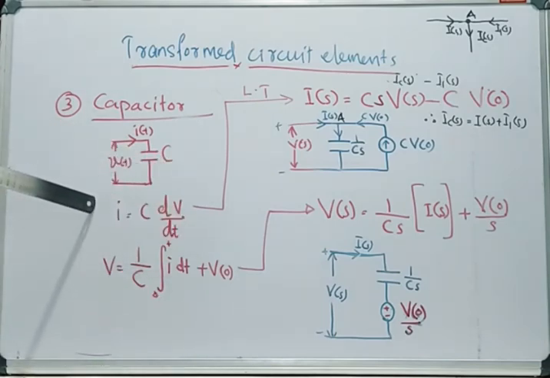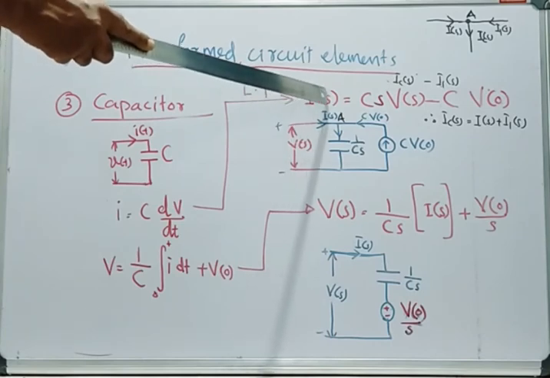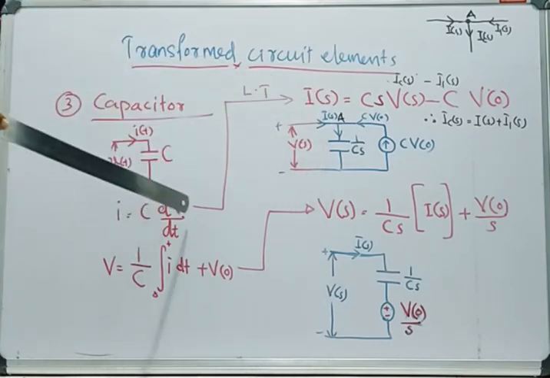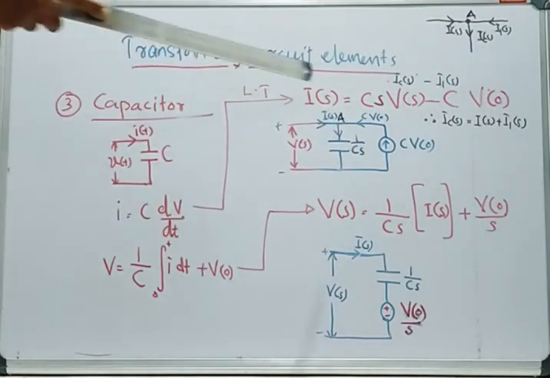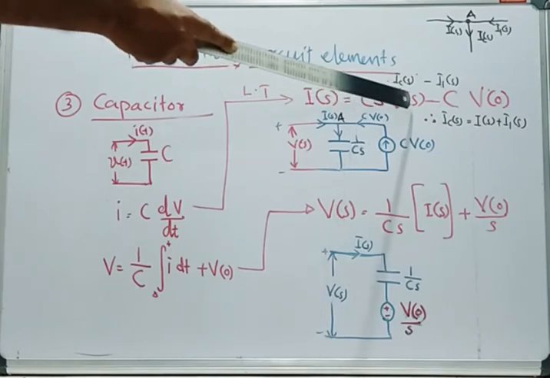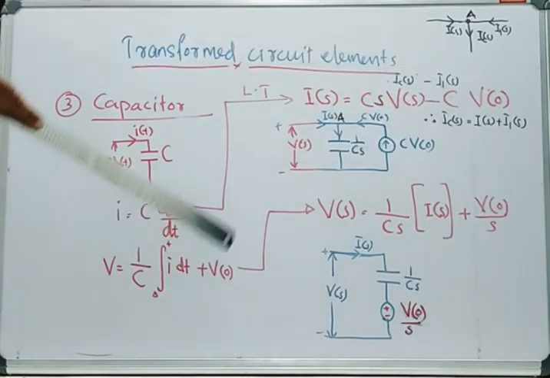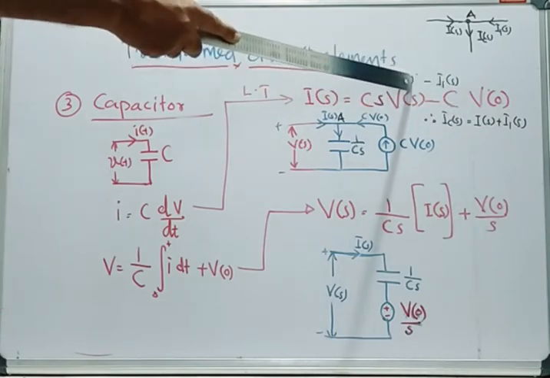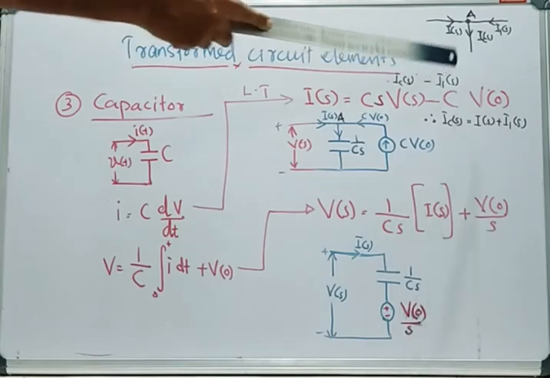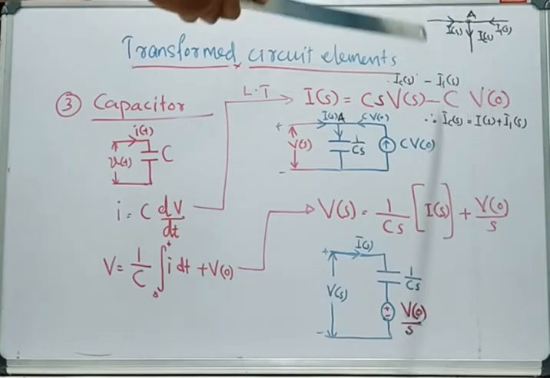Now let's consider the first equation. When we are transforming this time domain equation into S domain, the corresponding equation is I of s is equal to C into s V of s minus C into V0. For simplicity, let's consider this term, that is Cs V of s, as IC of s, and this term C into V0 as I1 of s. So we can represent this equation in this way, that is IC of s is equal to I of s plus I1 of s.